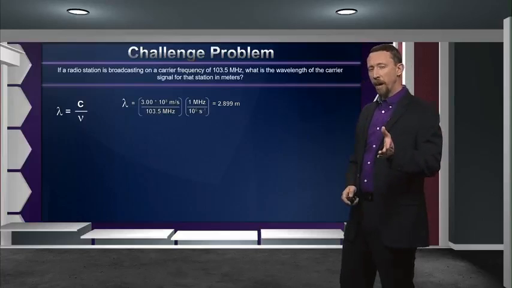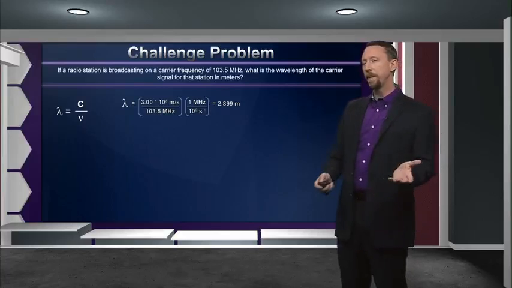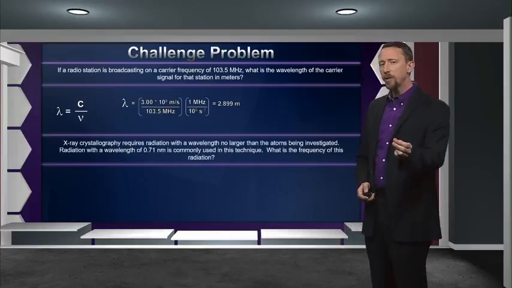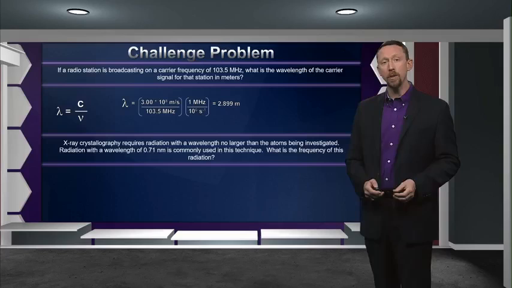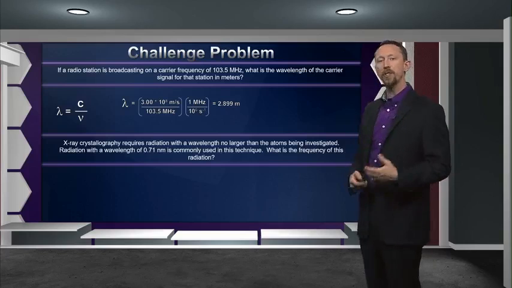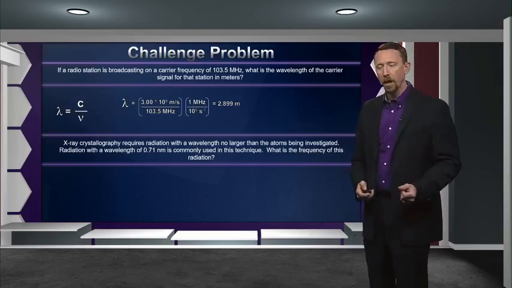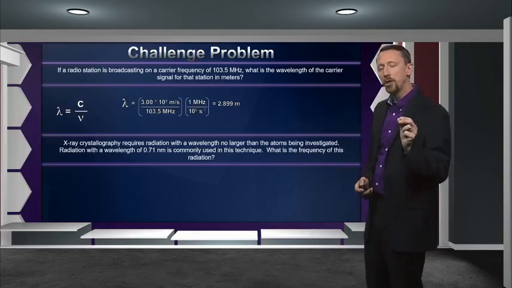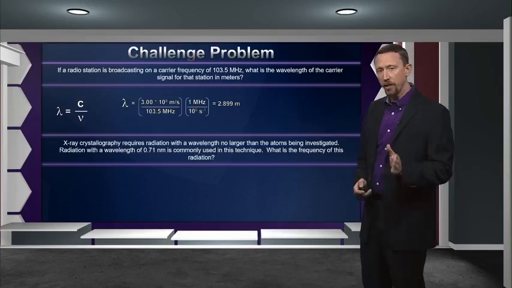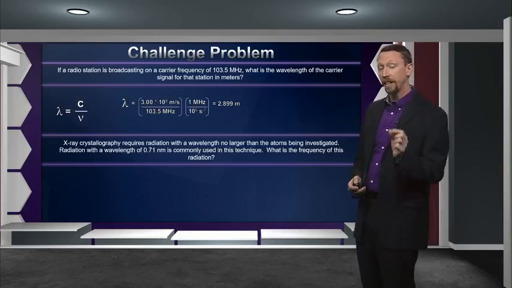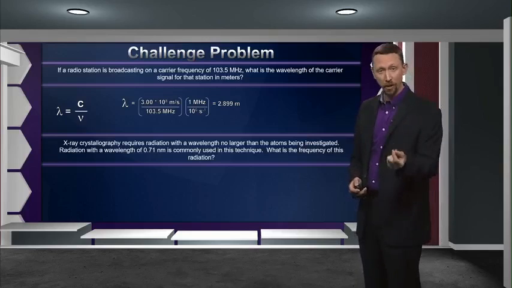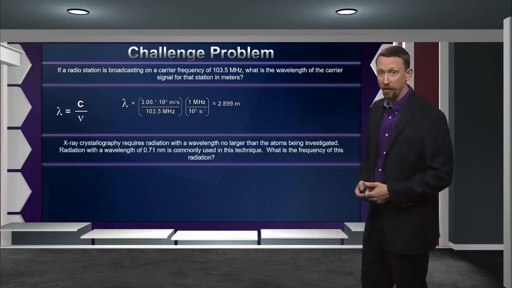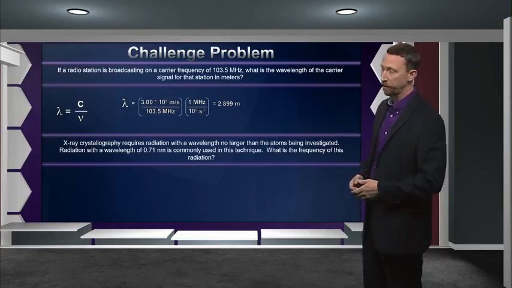Now let's try a different problem with a type of radiation with which you might be less familiar. X-rays. Now, X-ray crystallography is a technique used by scientists to divine the structures of many molecules. X-rays are useful for this purpose because they have extremely short wavelengths. As a general rule, you need a wavelength that's at least as small as whatever you're trying to observe. So, when it comes to observing atoms, we obviously can't use visible light. The wavelengths are just too long.